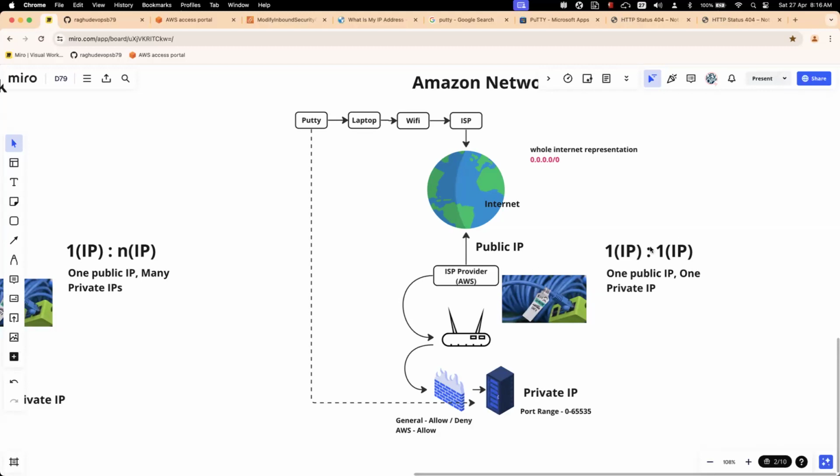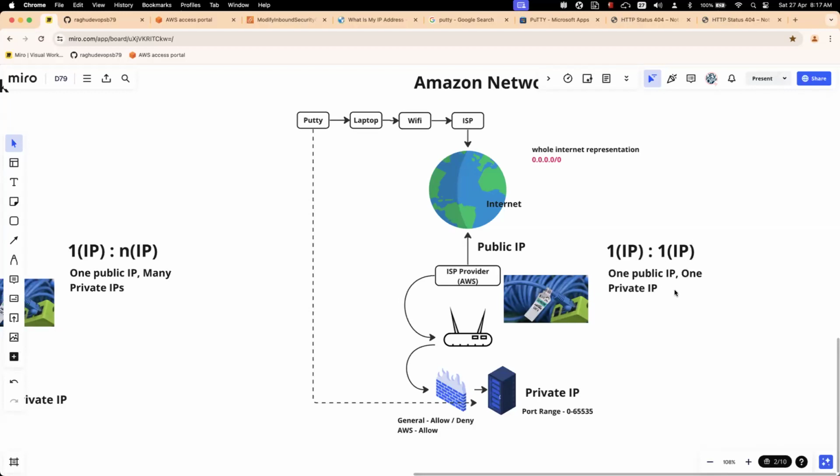So here, what's happening in Amazon right now? You're taking one IP, you can give it only to one server. The same one IP, you can't give it to multiple servers. So for every server we will be taking another connection, right? Correct. Yes, correct.